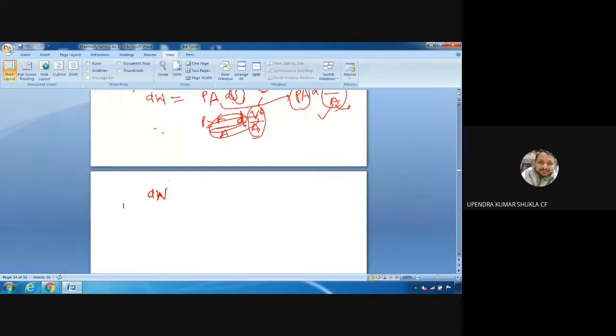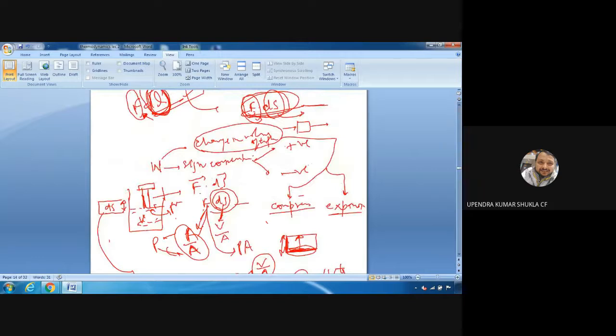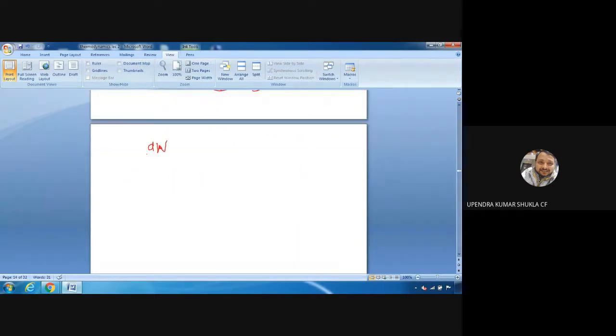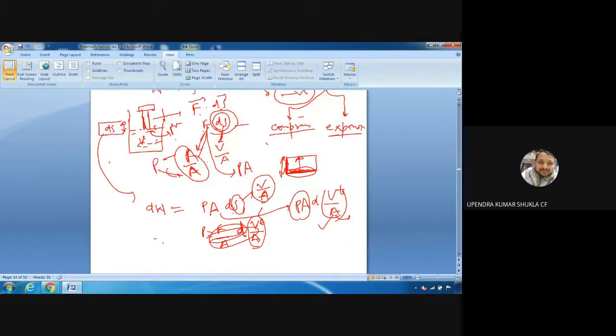Now this is dW. Now tell me, what should be the direction? Negative, positive? Sign convention, negative. I said that if the force applied and the displacement are in opposite directions, then there would be a minus sign. So here see, are both in opposite direction or the same direction? So if the force is being applied in this direction, then tell me, this is what we are actually calculating.